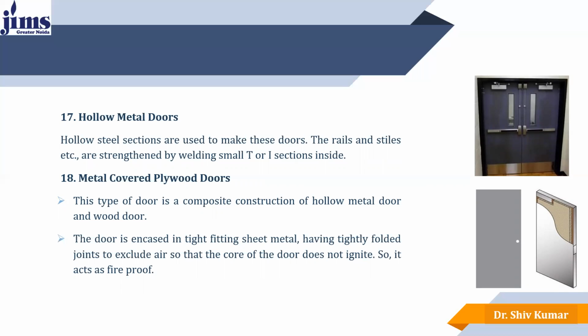The metal covered plywood door. This type of door is composite construction of hollow metal doors and wooden doors. These doors are encased in tight-fitting sheet metal having tightly folded joints to exclude air so that the core of the doors does not ignite. So it acts as a fireproof door.